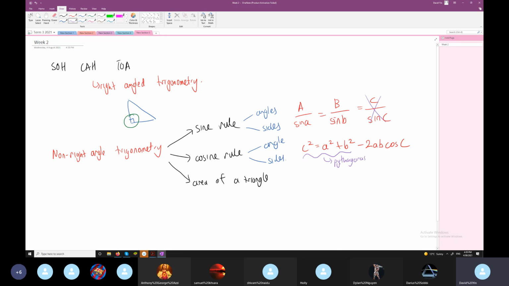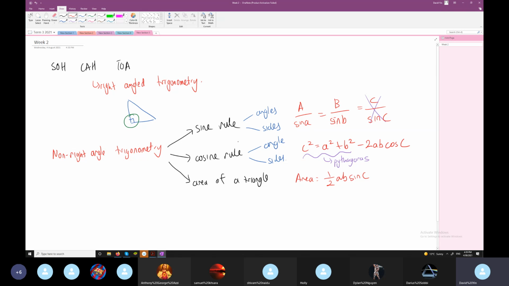And then we also have the area of a triangle, which you guys talked about last week. Area equals half ab sine C. I'll go through the area of a triangle again later just to remind you guys how to use it. And remember, there's a certain condition on a and b. They have to be the two sides that make the angle that you're using. That's the rule that most people tend to forget.